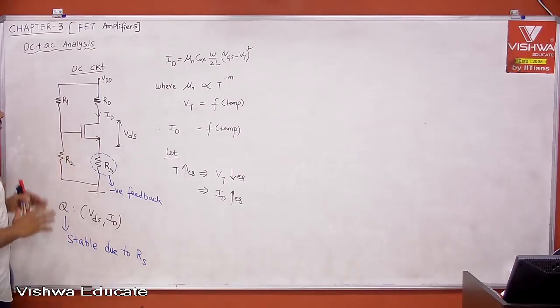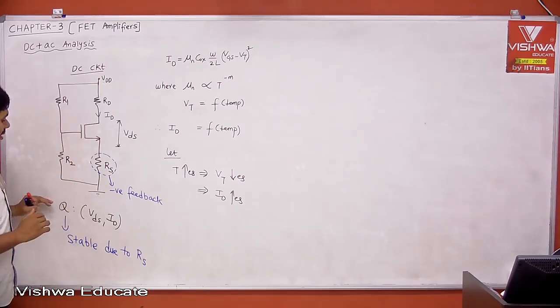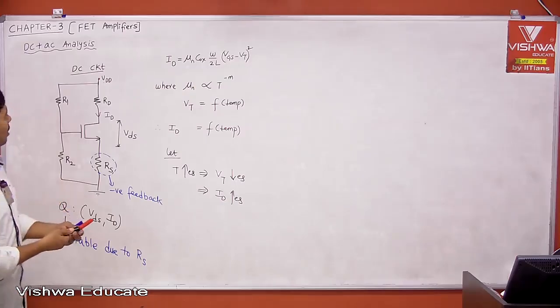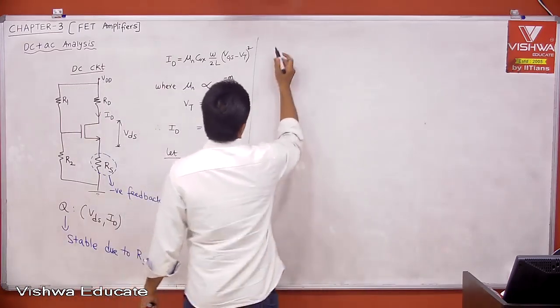Now, this is what is compensating the change in ID. Therefore, we need this circuit. We want the self-bias circuit to have Q-point stability. Done. What do you need from AC analysis? Therefore, this is the DC circuit. Now, what do you need from the AC circuit?